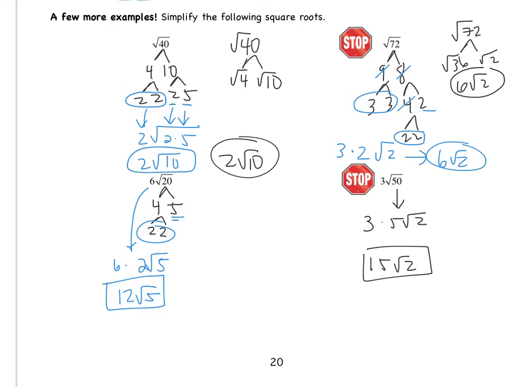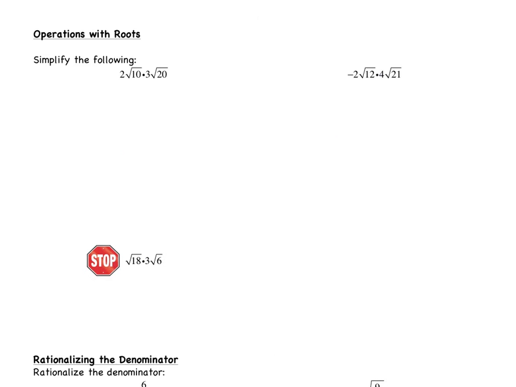Now that we've simplified roots, we're now going to do operations with them. So please flip the page. Okay, so the first 3 examples are multiplying roots. So if we look at the first example, 2 root 10 times 3 root 20.